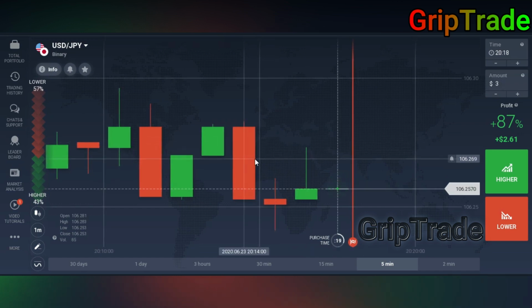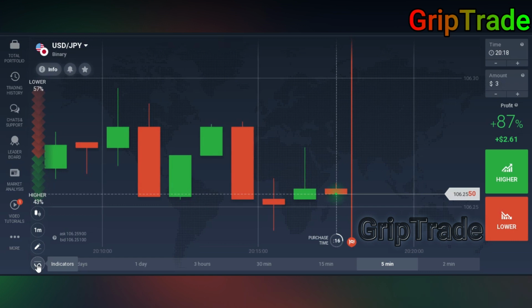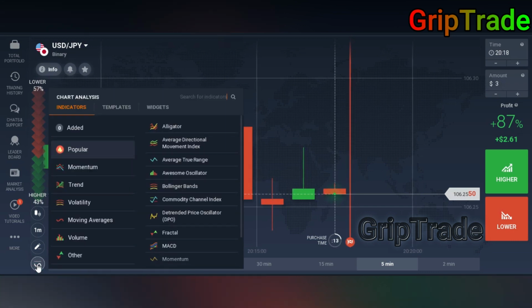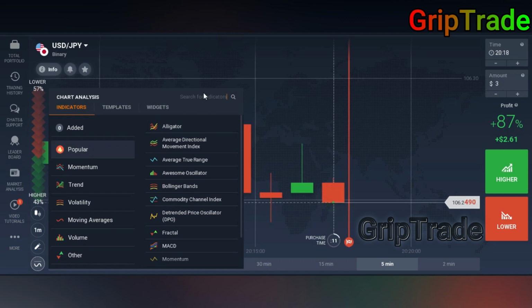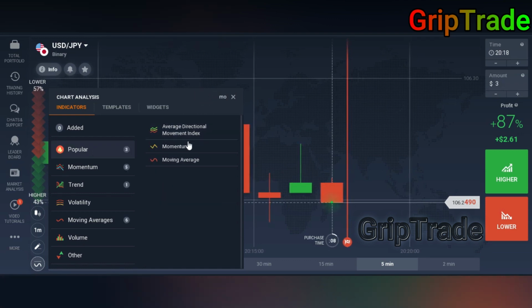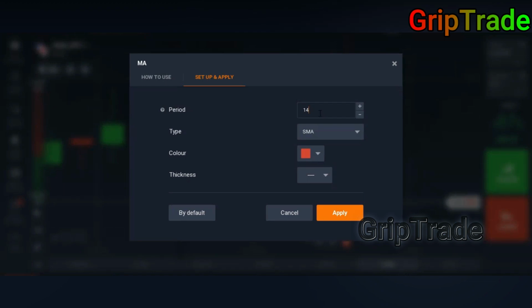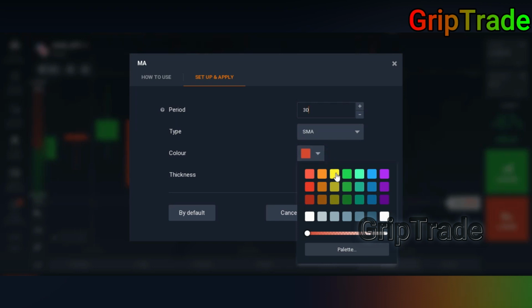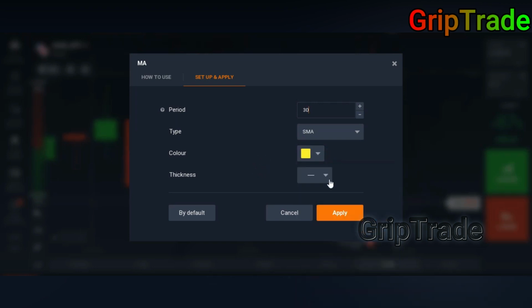Now you need to set the indicators, as I'm going to tell you. You need to go into popular and find, by writing in the search bar, moving average. There you go. Now you need to set the period 30, the type SMA. Select the color of your choice. Let me select yellow, and thickness super bold so that you can clearly watch it. And there I am going to apply it. It's a 30 period SMA in yellow color, and it's applied.